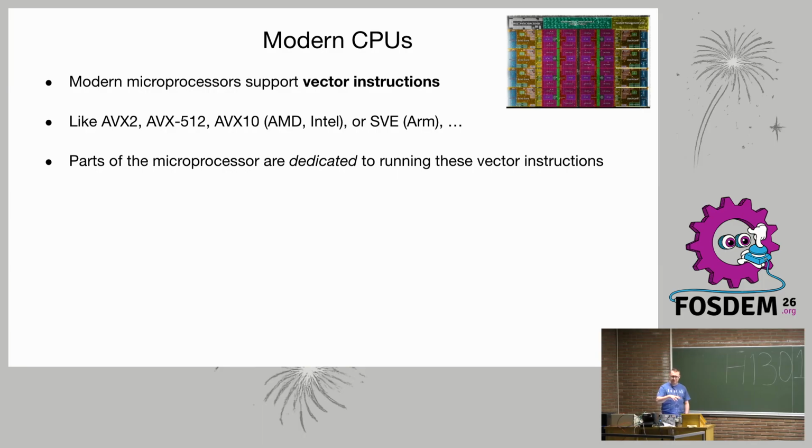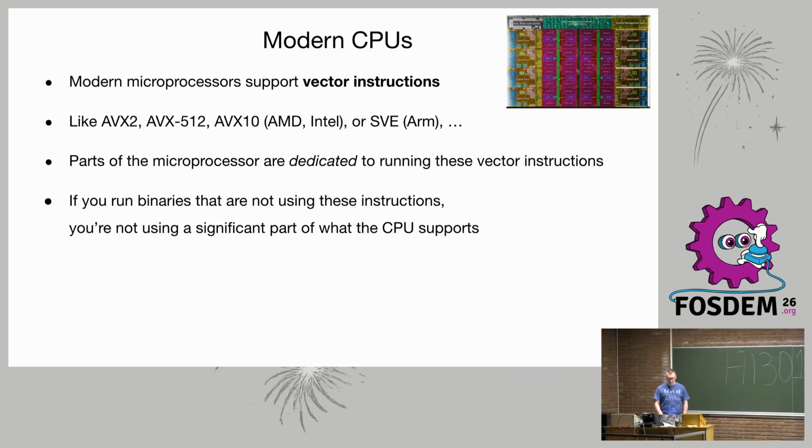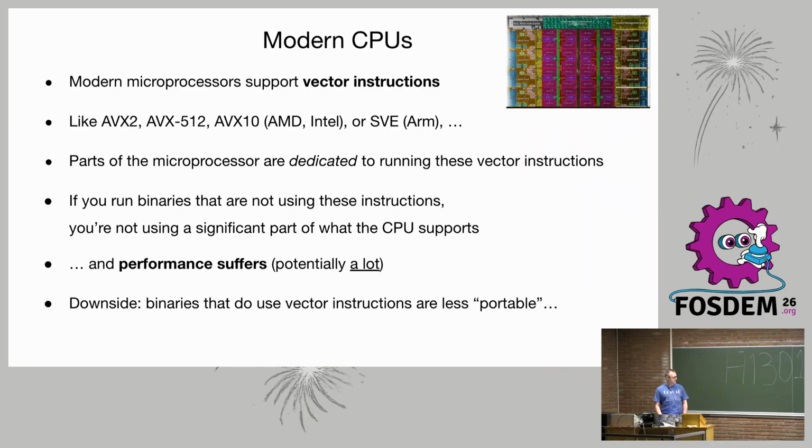If you're not using the vector instructions, or if the binaries you're running are not using vector instructions, it's like you're not using half your CPU. You could be running on a Pentium 4. Might as well. These things are important because some parts of the hardware are really dedicated to running the parts of the binary that use these vector instructions. So if you're not using them, you're leaving a lot of performance on the table. You're not using a big part of what the CPU supports. So you will be impacted, and potentially heavily impacted, especially with scientific software running on supercomputers.